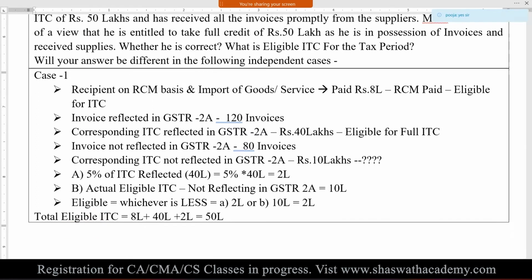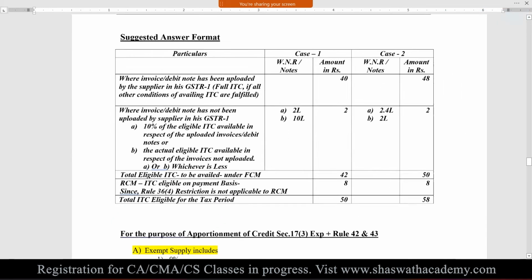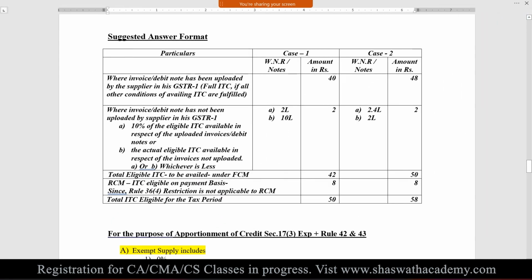Are you able to visualize? But how is the presentation for this problem, sir? See, presentation should be in this format. Guys, are you all with me? Is it loud and clear?